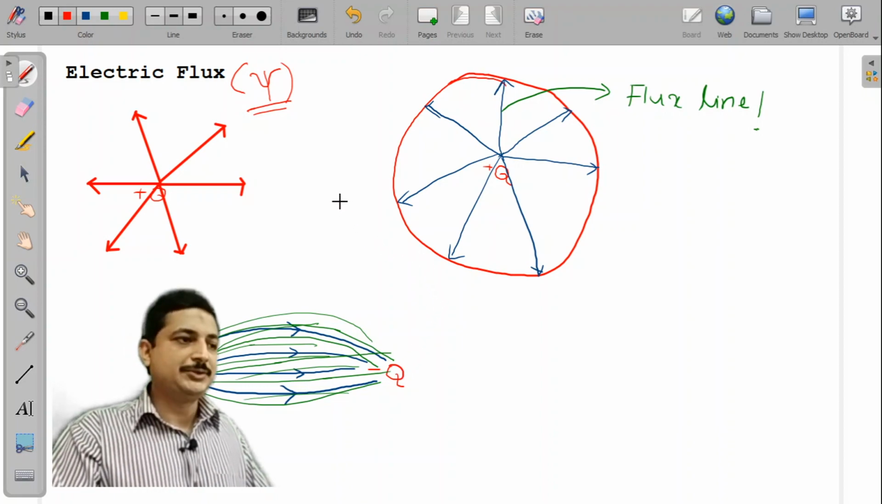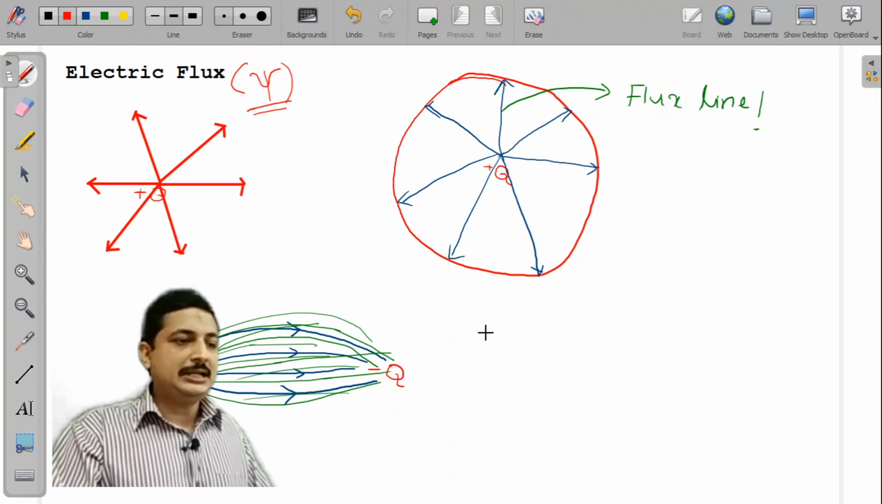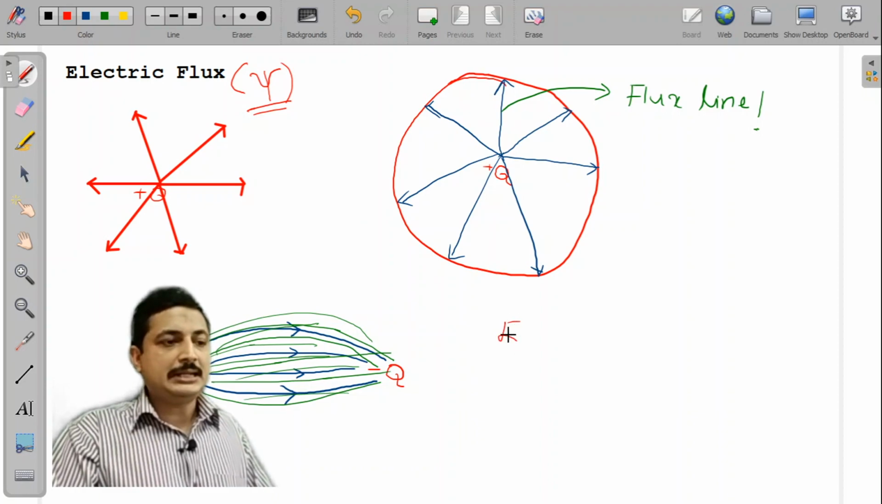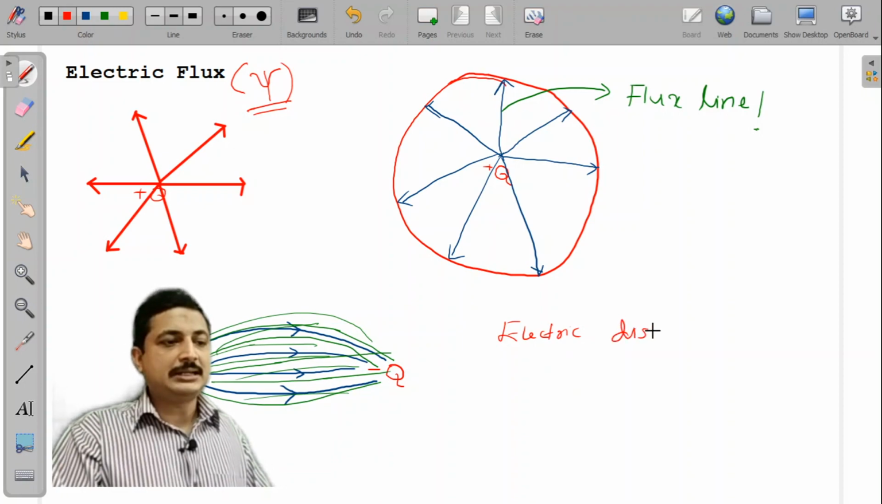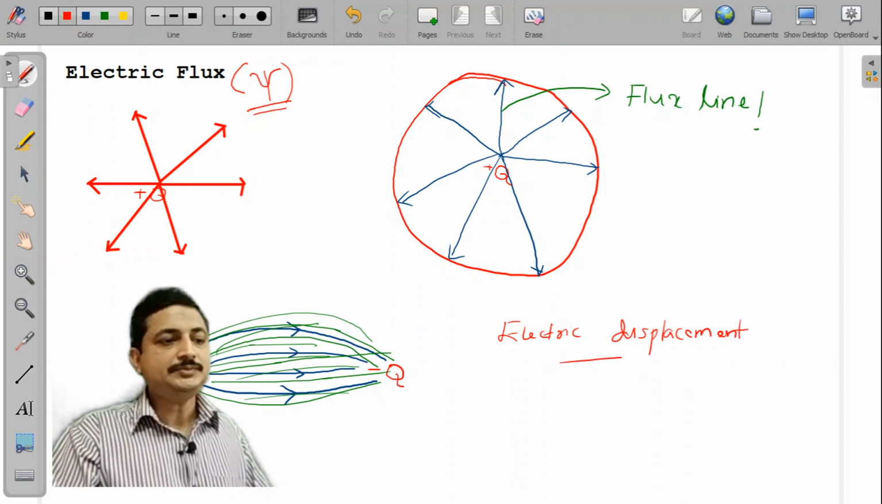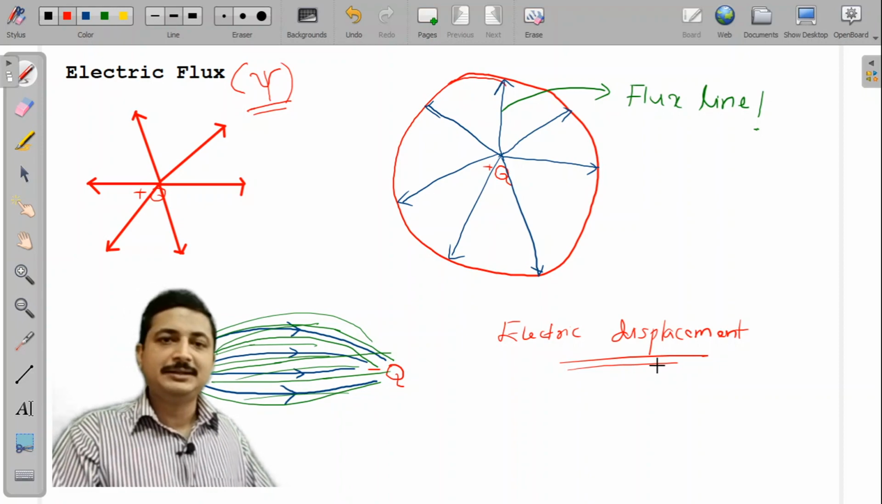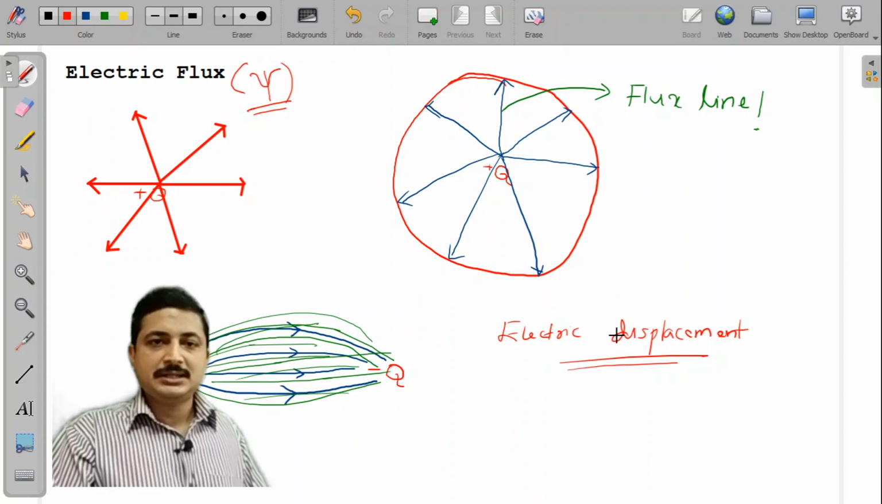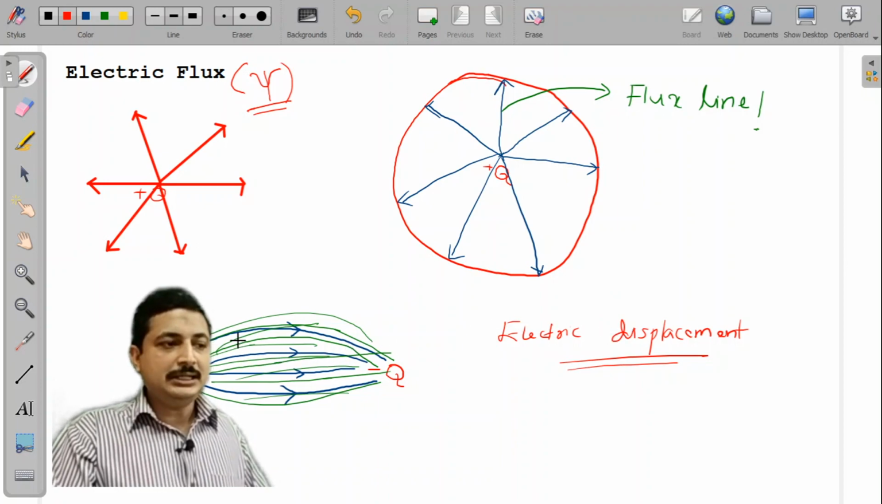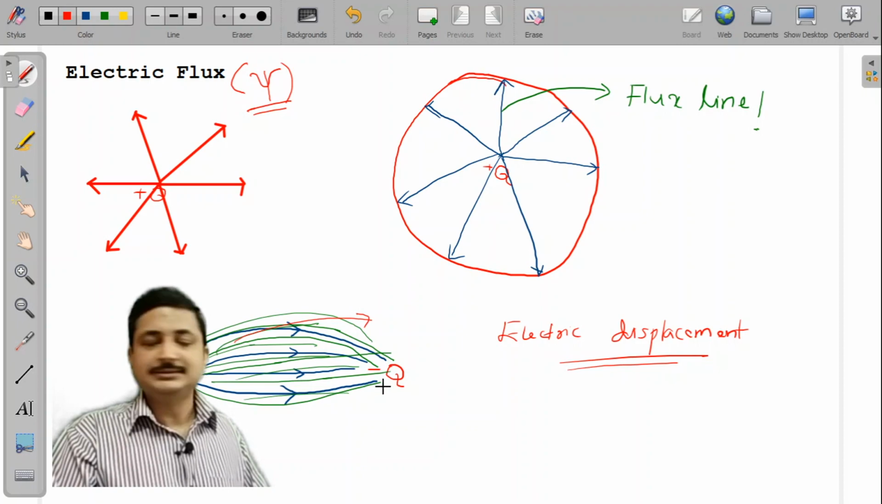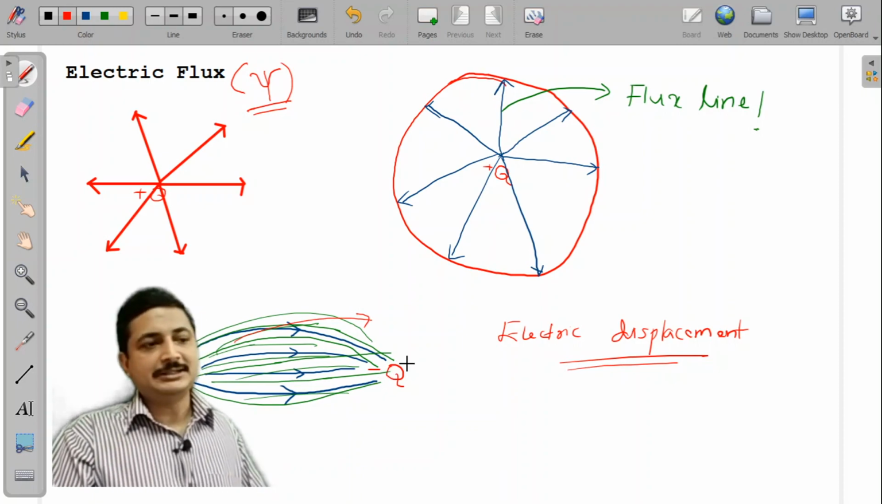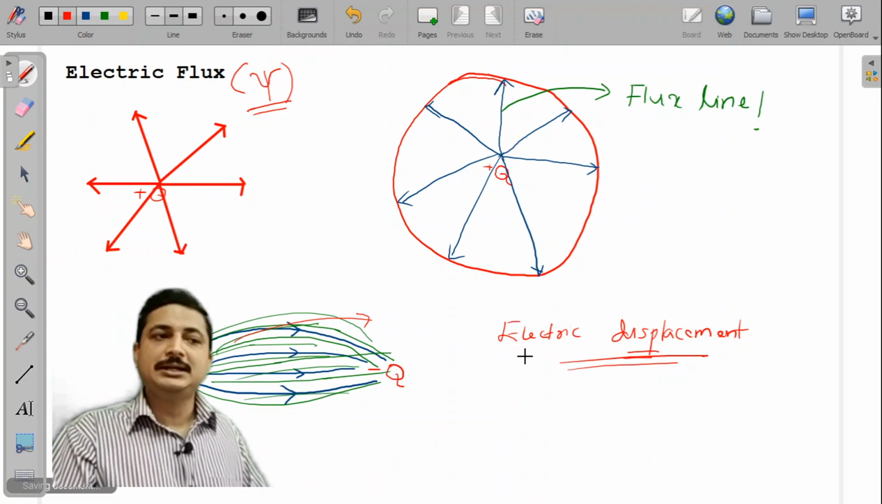And one more thing we should remember in this topic is, electric flux is also known as electric displacement. This is another name for electric flux. Why is it known as electric displacement? Because these flux lines help us in understanding the traveling of the field. So, that is why it is also known as electric displacement.